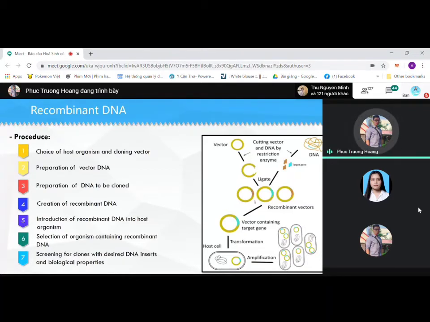Step 5, we will introduce it into the host cell. Next, we select the organisms that contain the recombinant DNA. And the last step, we screen for clones with desired DNA insert and biological properties.